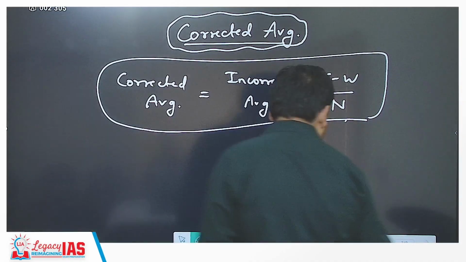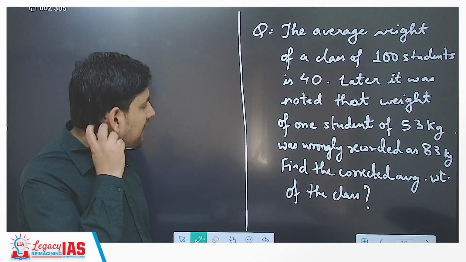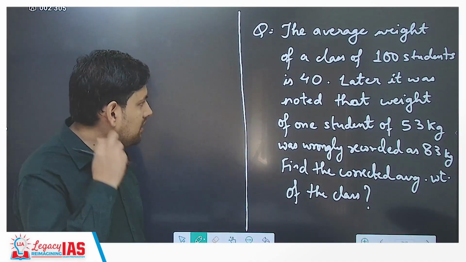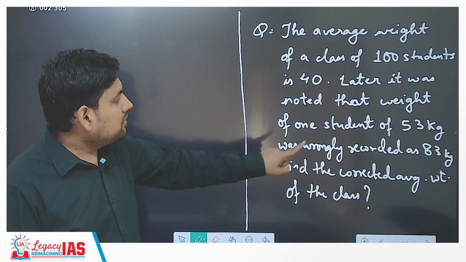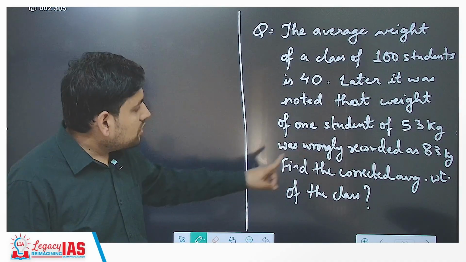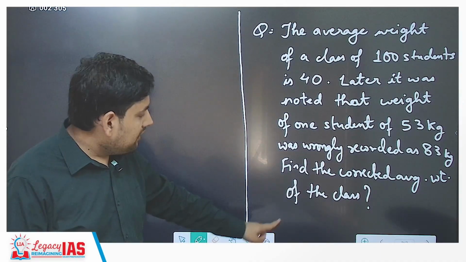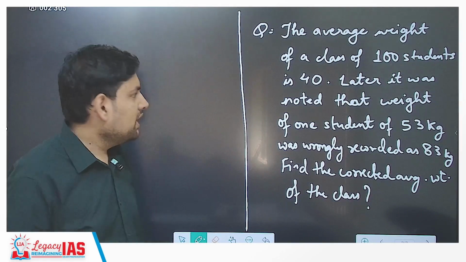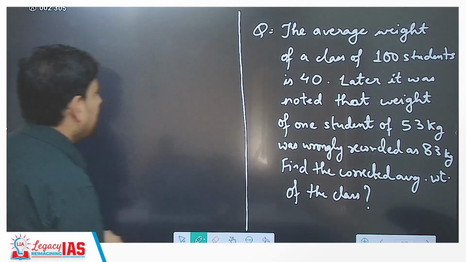Okay, now let's get to a question. So this is the question. It says the average weight of a class of 100 students is 40. Later it was noted that the weight of one student of 53 kg was wrongly recorded as 83 kg. Find the corrected average weight of the class. Now let's do it using the general method first. So what will it be like?